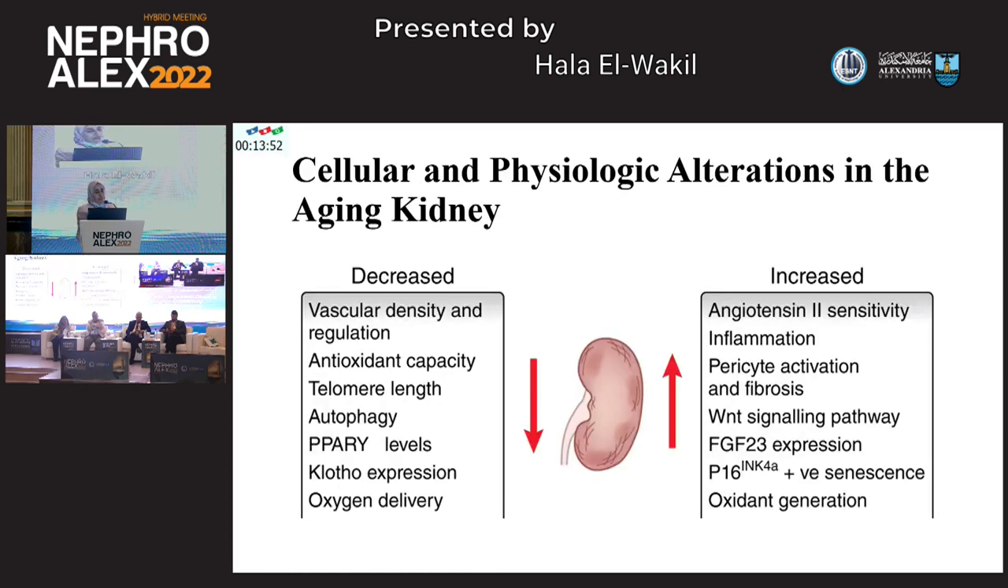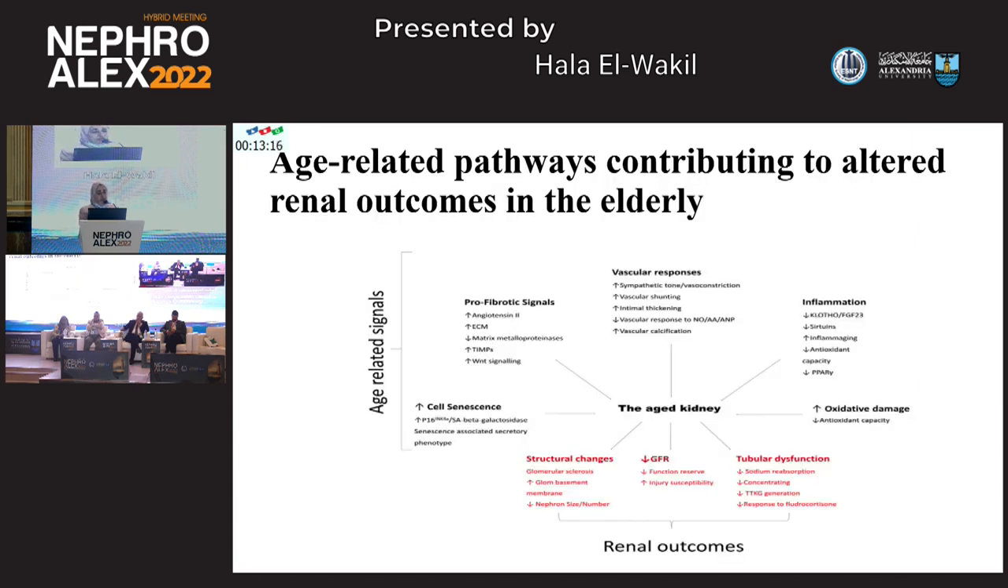There are a lot of cellular and physiological alterations in the kidney, namely a decrease in antioxidant activity and telomere shortening with chromosomal instability, cellular instability, senescence, and apoptosis. There is decreased klotho expression, increased FGF23 expression, and high Wnt signaling pathway, and this promotes fibrosis, vascular calcification, and nephrosclerosis.